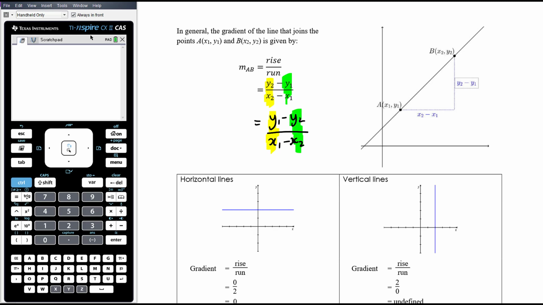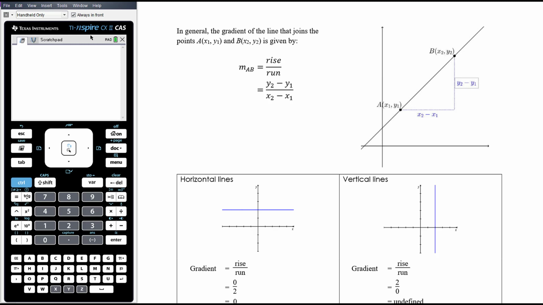Whichever way round you do it, these 2 values need to be from the same coordinate and these 2 values need to be from the same coordinate. Otherwise you'll get the negative wrong, okay? And again, that comes back to you then adding an extra layer of: does my answer make sense?